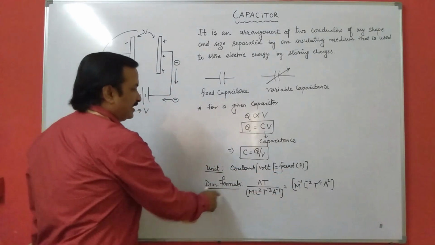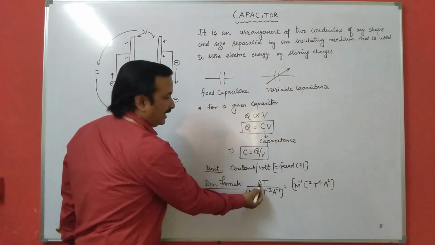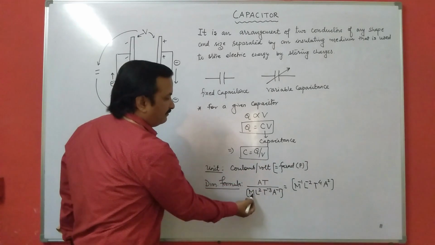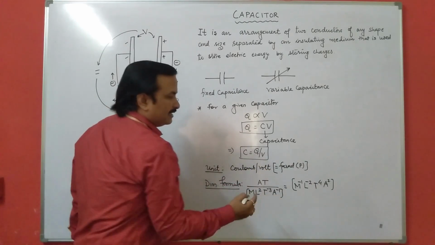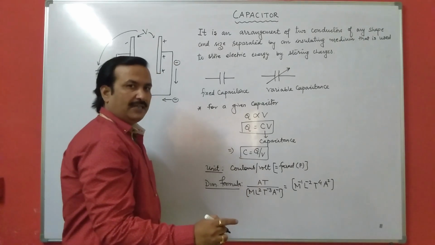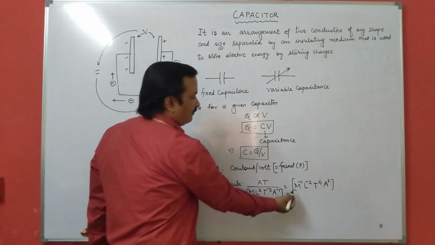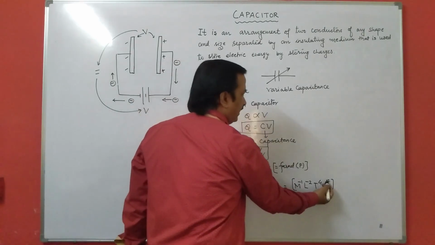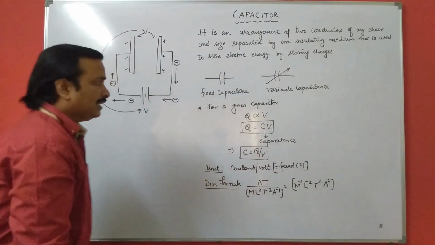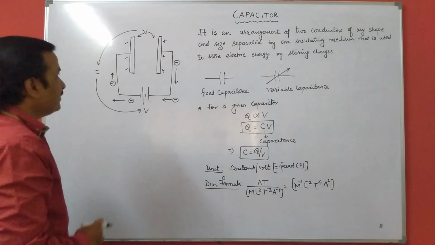If we find the dimension formula, you know that for charge we write AT, current into time, and for potential we write ML square T minus 3 A minus 1. How have we got this? Volt potential is equal to work upon charge. From here we have got this. When you solve this, you will find M minus 1 L minus 2 T raised to the power 4 A square. So this is how we are completing the topic capacitor.